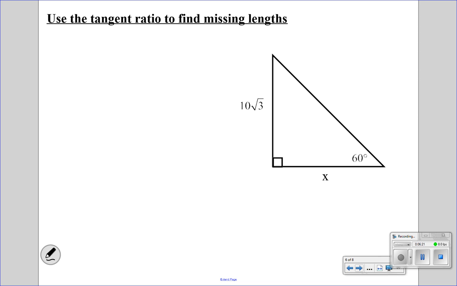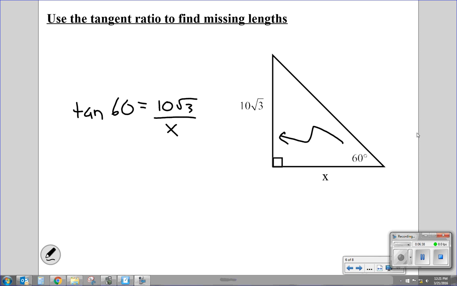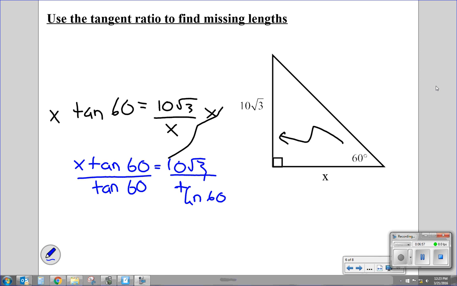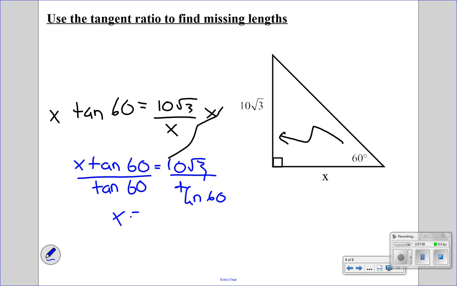Alright, once again, we're going to use the tangent ratio to find our missing length. So we have the tangent of 60 degrees. Remember, tangent is opposite over adjacent. So opposite our 60-degree angle is 10 times the square root of 3. So our tangent of 60 is 10 square root of 3 over x. So once again, to get x by itself in the numerator, we're going to multiply both sides by x. And then we have x times the tangent of 60 equals 10 times the square root of 3. If you divide both sides then by the tangent of 60, because remember tangent of 60 is just a number, so you can treat it like a number, x equals 10.